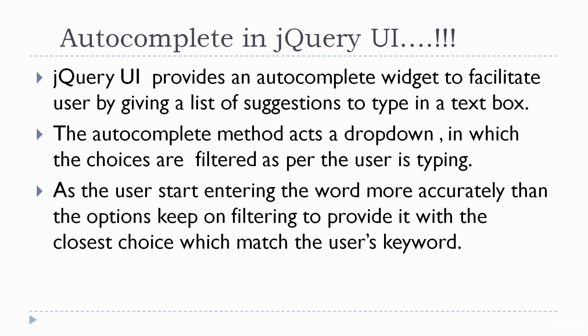Now jQuery UI provides an autocomplete widget to help the user by giving a list of suggestions to type in a text box. The autocomplete method acts as a drop down in which the choices are filtered as the user is typing. As the user starts entering the word more accurately, the options keep on filtering to provide the closest choice which matches the user's keyword.